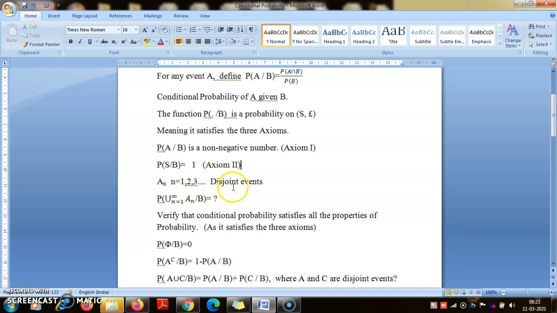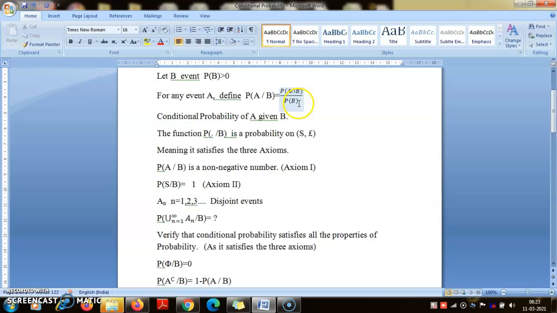And now we have got a sequence of disjoint sets. Then also you can verify that this will be the sum of A given Bn. So how? That I am leaving as an exercise. So just as a hint, write this in the form of this definition. In the numerator you will get union of A intersection B.